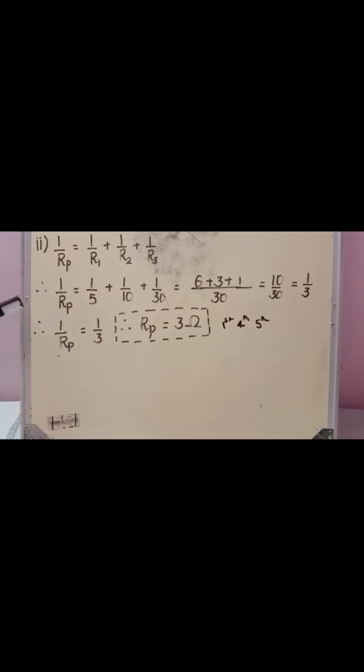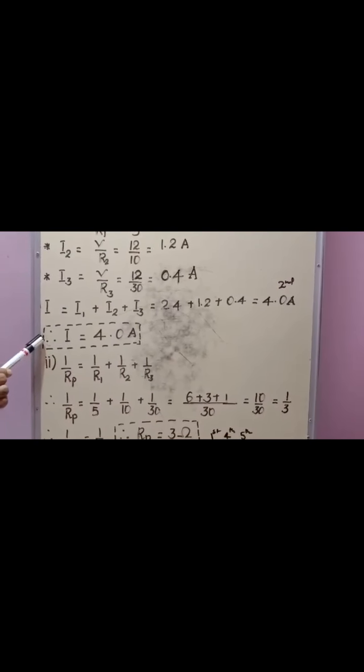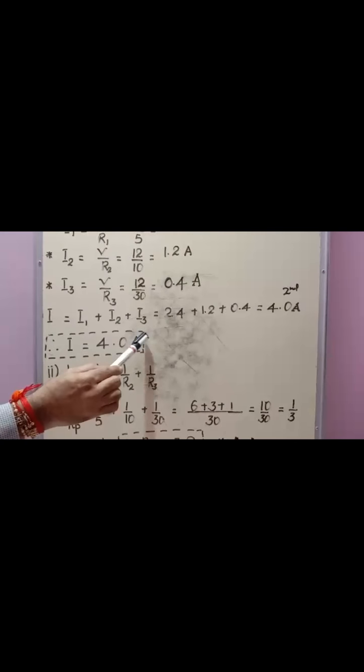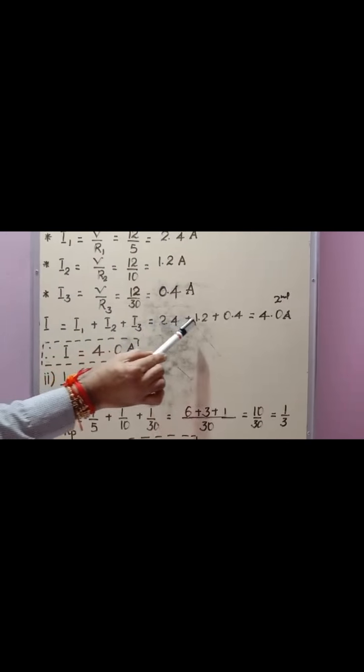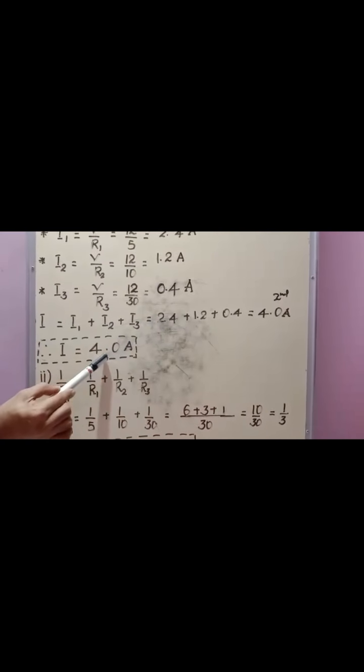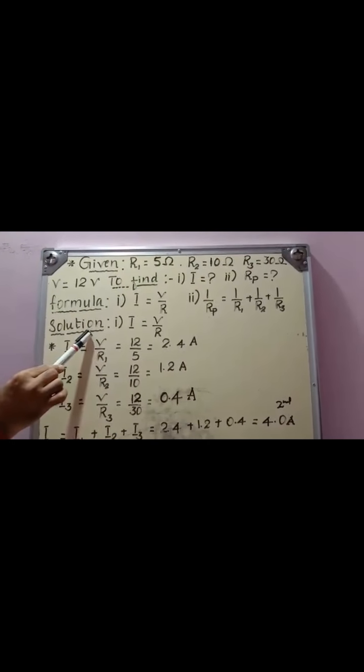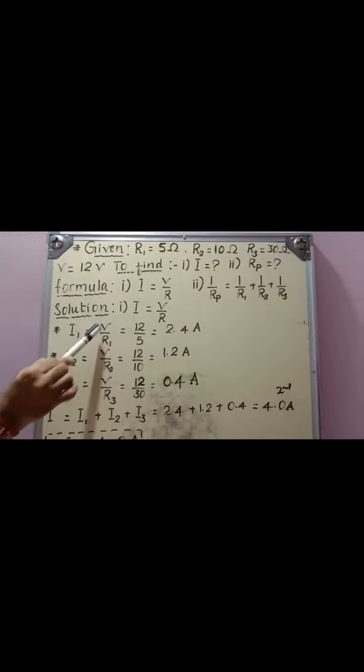Now coming to the second character. So this I equals 4 ampere. This clarifies second character. That is, the total current flowing through the circuit is sum of the currents flowing through the individual resistors. So current flowing in the individual resistors, when we add them, it gives us the total current. Now this third character, the potential difference across all resistors is same. So this clarifies the third character. So here we have studied and clarified resistors when they are connected in parallel, their characteristics, by solving a numerical.